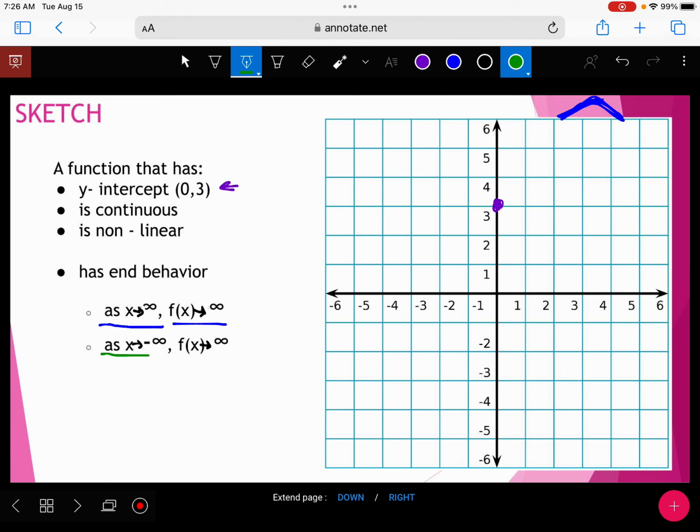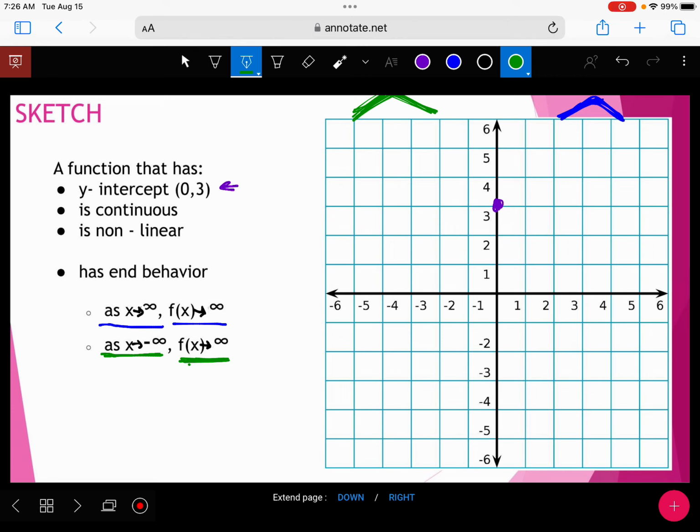For the other one, as x approaches negative infinity, f of x approaches positive infinity. So again, as x gets real small, as x goes left and left and left, my y's go to positive infinity. So my y's are going up. So somewhere on the left-hand side, I'm going to have an arrow that goes up. That is all the information we are given.